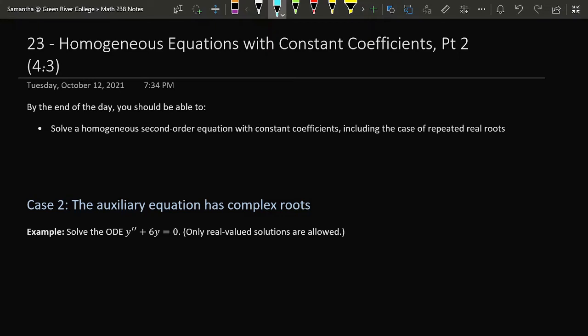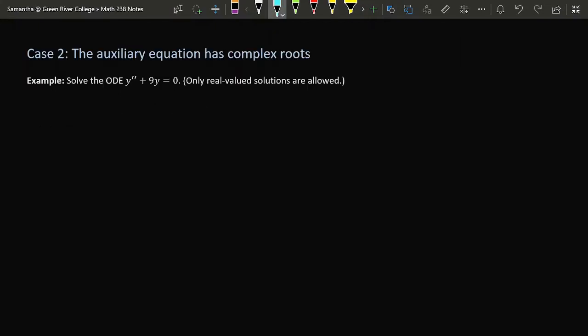Today we're going to deal with the case that our auxiliary equation does give us repeated r's or does give us some complex r's. First, let's tackle the case where our auxiliary equation has complex roots, and to see how such a thing might occur, let's consider the ODE y double prime plus 9y equals 0.